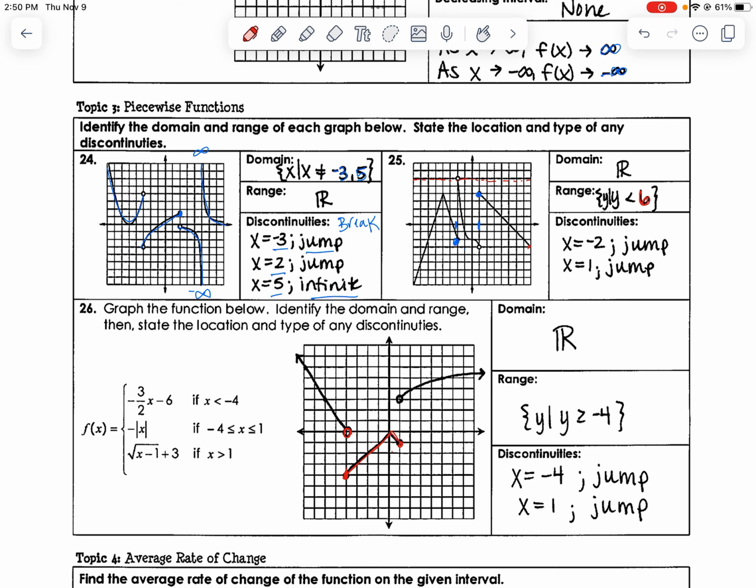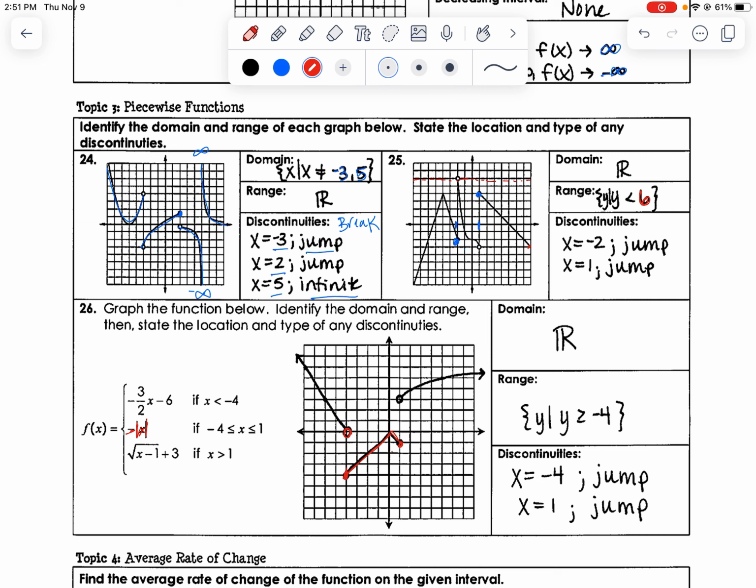We'll do that one in red. Okay, we'll do this one in blue. This should be an open circle. There we go. So that's the blue piece. If you have to do this in color, that's totally fine. This one is in blue. And then we'll do the last one in black.